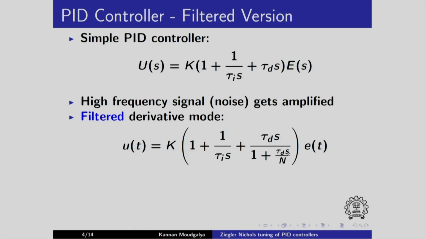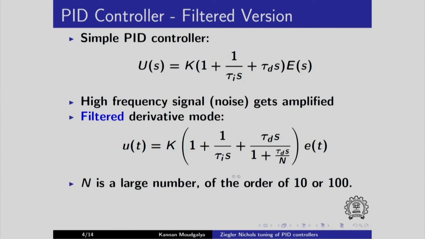So when frequency becomes very large, you see that this 1 plus tau d s by N will be dominated by tau d s by N, and so these two can cancel and this whole thing can be replaced by this capital N, which is a finite number. So N is a large number of the order of 10, 100 and so on. Once again, we will denote this as SC by RC. SC is the numerator polynomial, RC is the denominator polynomial when you simplify this.